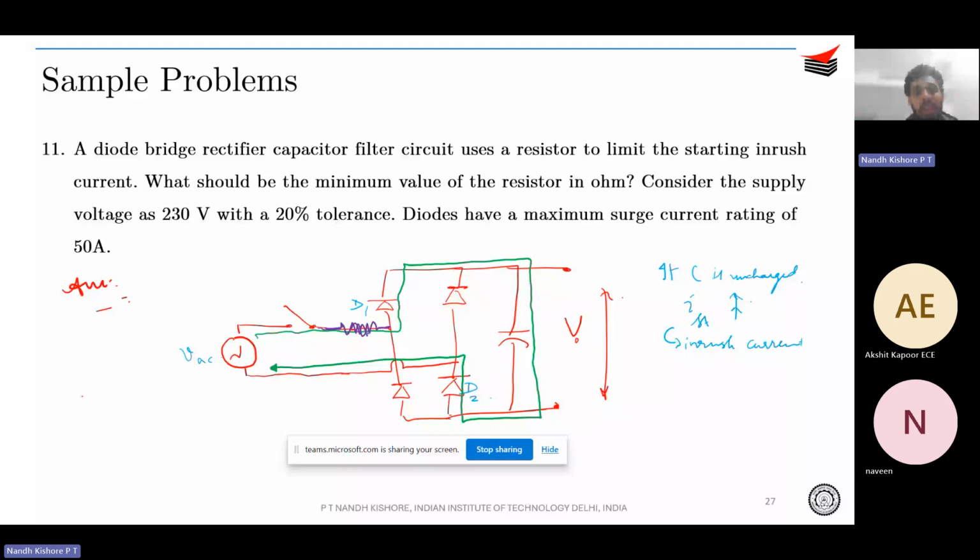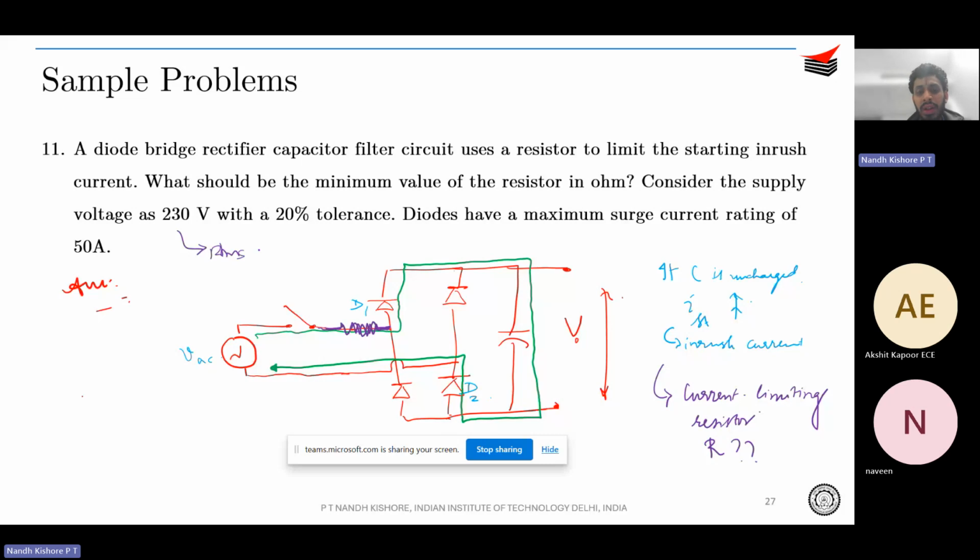So what did we do? We added a current limiting resistor. They are asking what the value of this resistance should be. Given that the supply is 230 volt, you know that it refers to the RMS value. If just the number is given, it is the RMS value, not the peak value. So it is 230 volt with 20% tolerance.